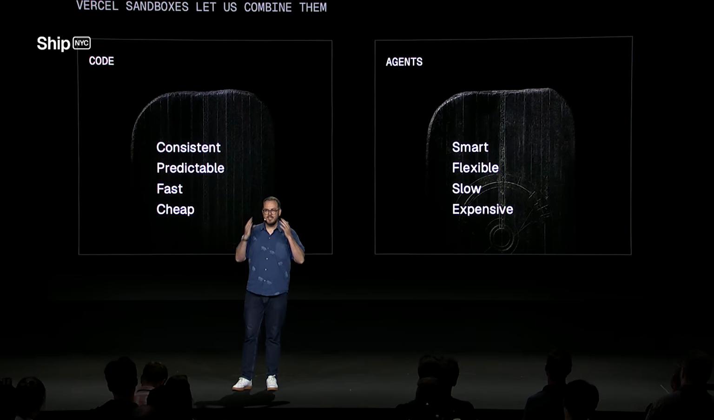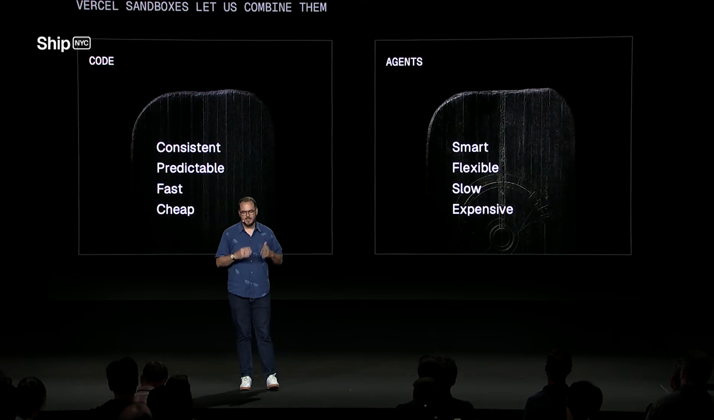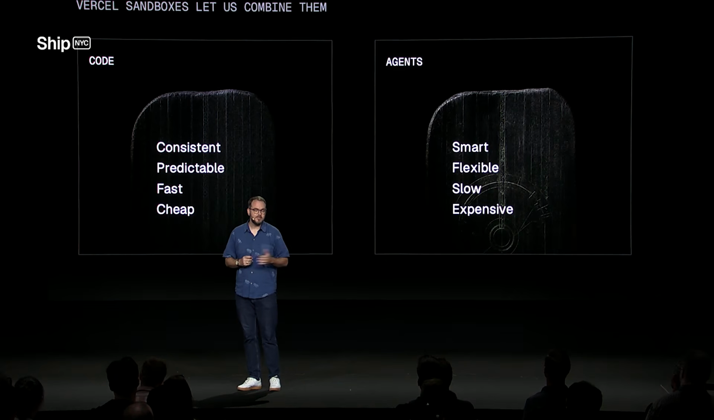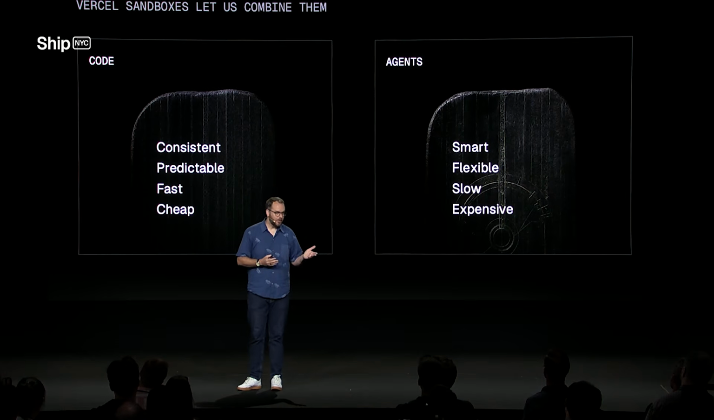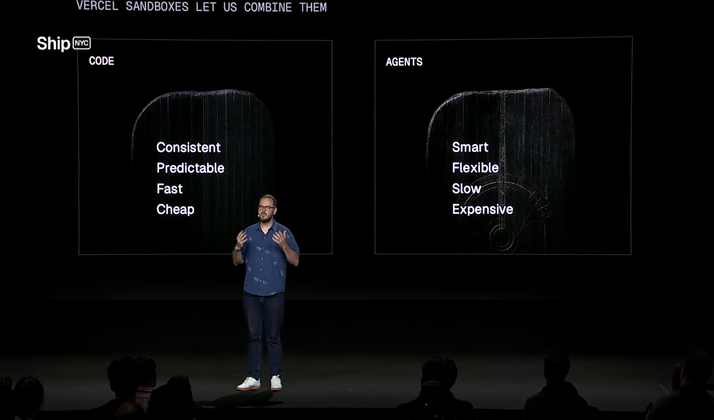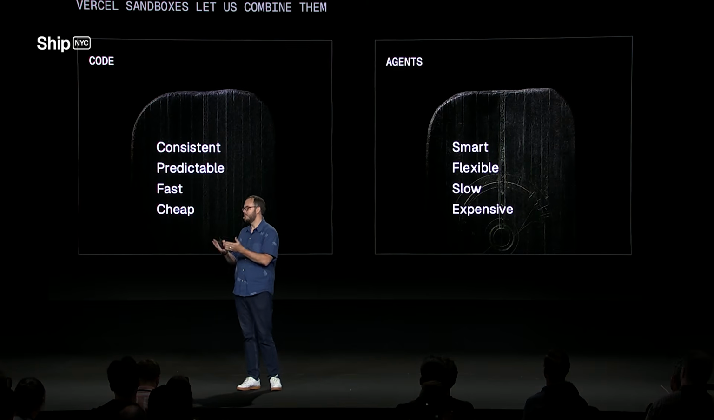Code and agents, they kind of need different stuff, right? Code is consistent, it's predictable, it's fast, it's cheap, whereas agents are smart and flexible, but slow and expensive. A lot of AI product work today, I've found, is deciding when to let the agent cook, when to let the code do the work, and when to let the agent write the code that does the work. Vercel Sandboxes has really been that bridge for us. It's the place where we can give AI a room to explore. Because AI can easily write code, it just needs a place to run it cheaply, repeatably, and it needs to know that the output's going to be valid.